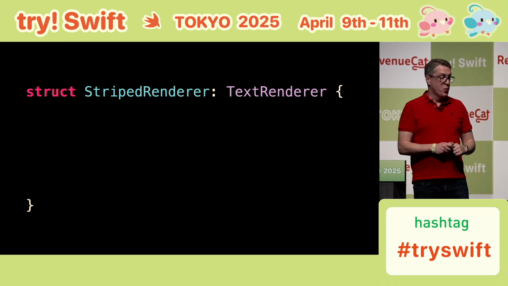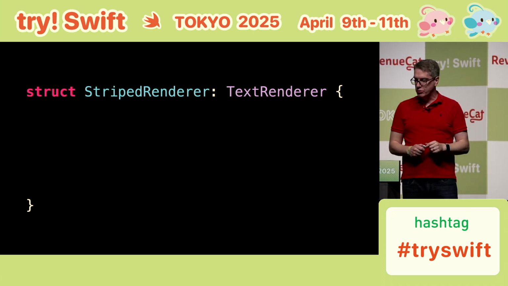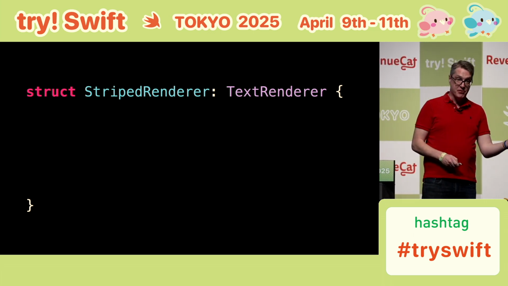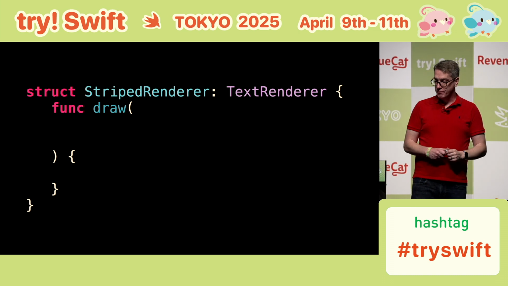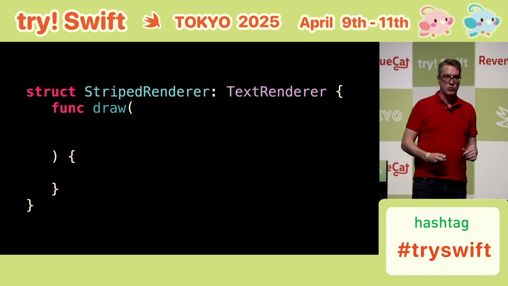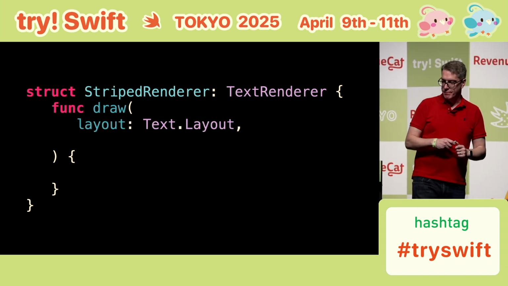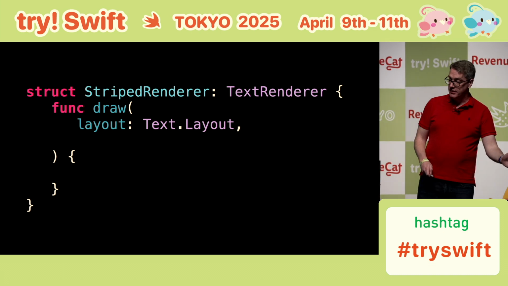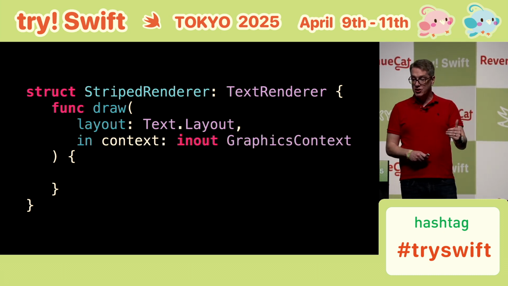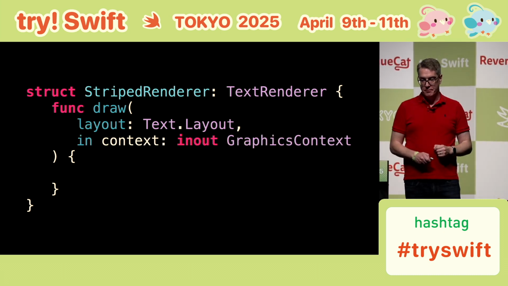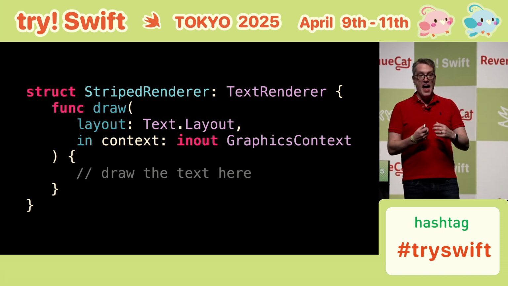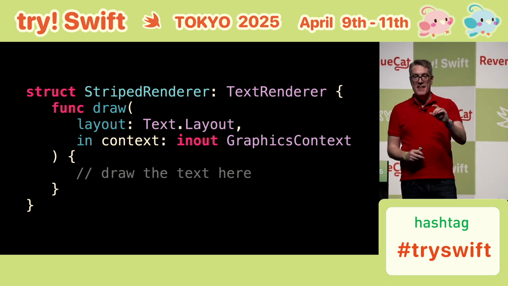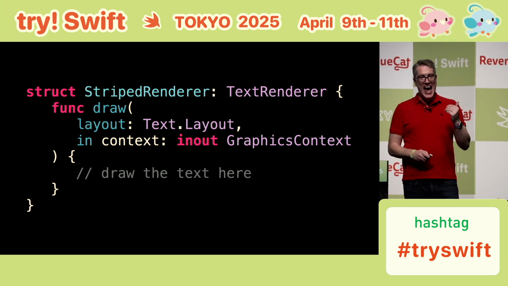Let's try it now with a simple example renderer called striped renderer. Now, conforming to the protocol means adding a single method called draw, which will handle all your text drawing for you. Inside there, you'll be given the text layout to render, along with the graphics context to draw that text into. And then it's up to us to do with that text whatever we want to in that graphics context. We can draw it however we want.